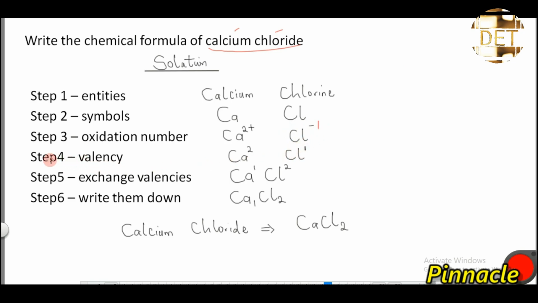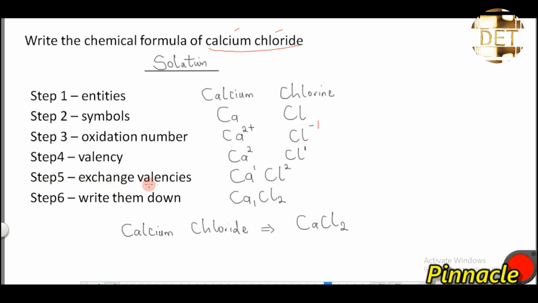Like I said, the next step is to write out the valency. When you remove the charge, what you now have is the valency, and it is the combining power of an element. So the valency of calcium is 2. When you remove the charge from the oxidation number, that becomes your valency. So writing out the valency, this will be Ca2 and Cl1. Just remove the charge, and that will become your valency.